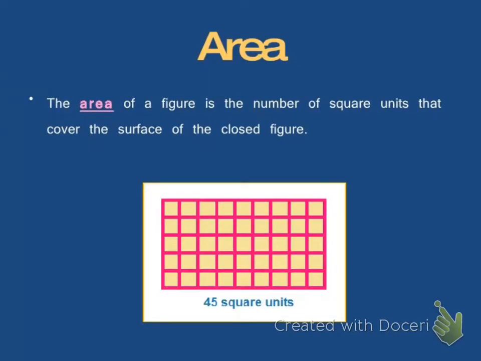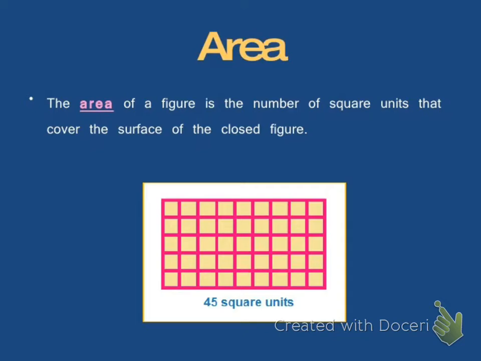Hello, if you missed class today, you missed our lesson on area. The area of a figure is the number of square units that cover the surface of the closed figure. So you can see a whole bunch of square units in here, and it tells you that there's 45 square units. Either you can count them all up, but a lot of times you can't see how many square units would fit in.